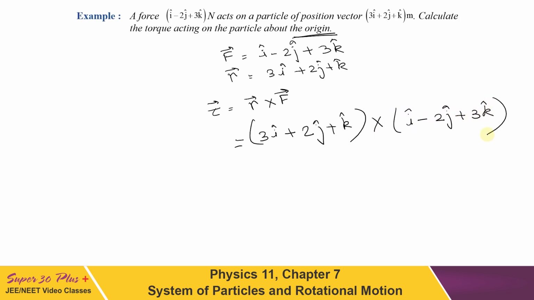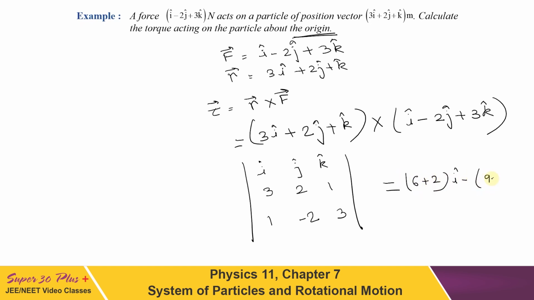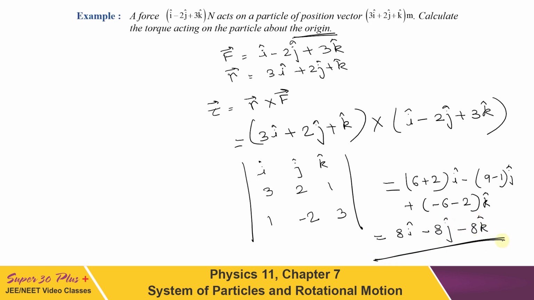You must be knowing how to calculate the cross product. So let us see. Write this i, j and k. I am using the matrix method. Here it will be 3, 2, 1, and in the next row 1, minus 2 and 3. On solving this, we will get (6 plus 2)i minus (9 minus 1)j plus (minus 6 minus 2)k, that is equal to 8i minus 8j minus 8k. This is the torque which is asked here in the question.